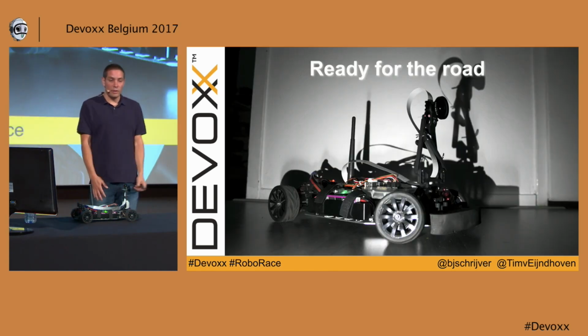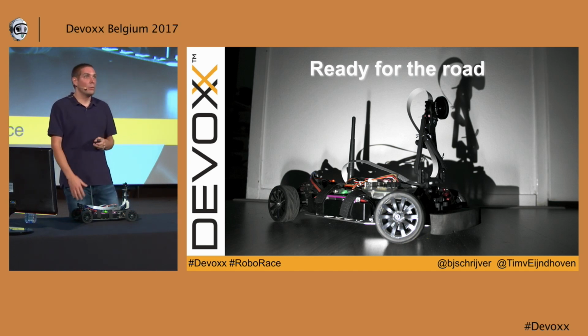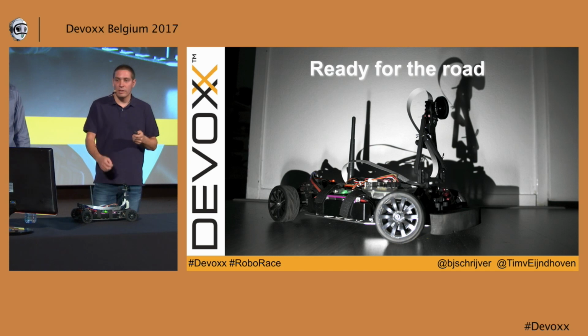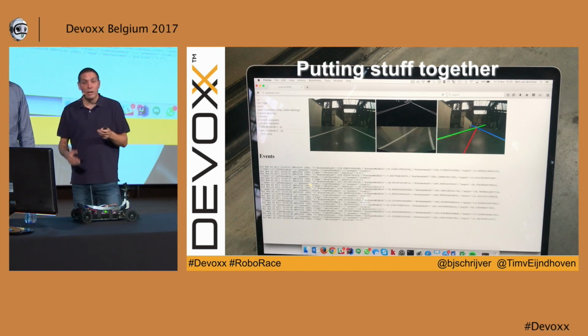So then I would say we're ready to drive, right? We have a video image and we can control it with a keyboard, and we're ready to get going. But eventually we want to make it drive itself. So this is how our interface looks.